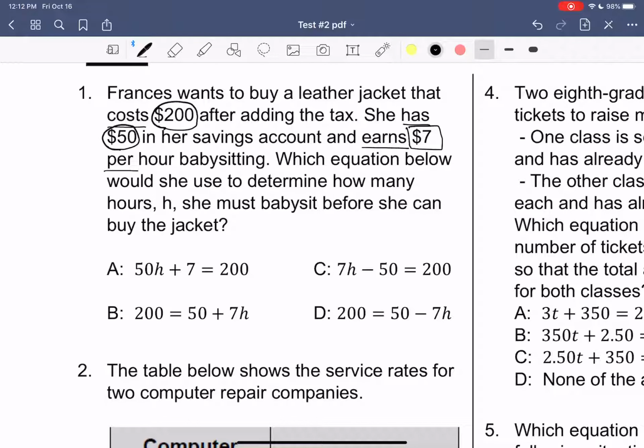And then she is trying to determine how many hours she needs to babysit before she can buy the jacket. So she needs that to be equal to $200. So we have $200 is the jacket equals $50 plus $7 per hour. So then finding the one that looks like this will end at B.